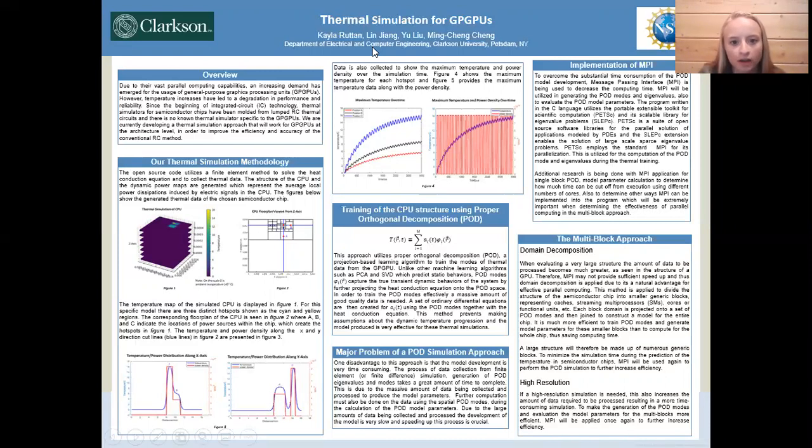Data is also collected to show the maximum temperature and power density over the simulation time. Figure 4 shows the maximum temperature over time. Here you can see that the blue line is C, B, and the red line is A. Figure 5 provides the maximum temperature data along with the power density. The red line again is the power density and the blue is temperature.